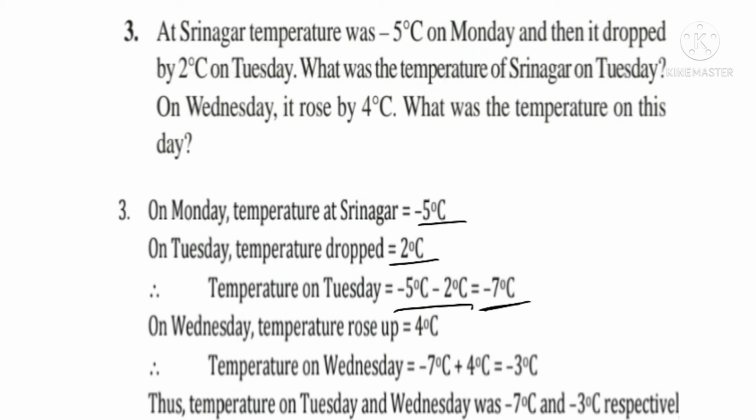On Wednesday, the temperature rose by 4 degrees. So we will add 4 and the temperature becomes minus 3 degrees. So the temperature on Tuesday and Wednesday was minus 7 and minus 3 respectively.